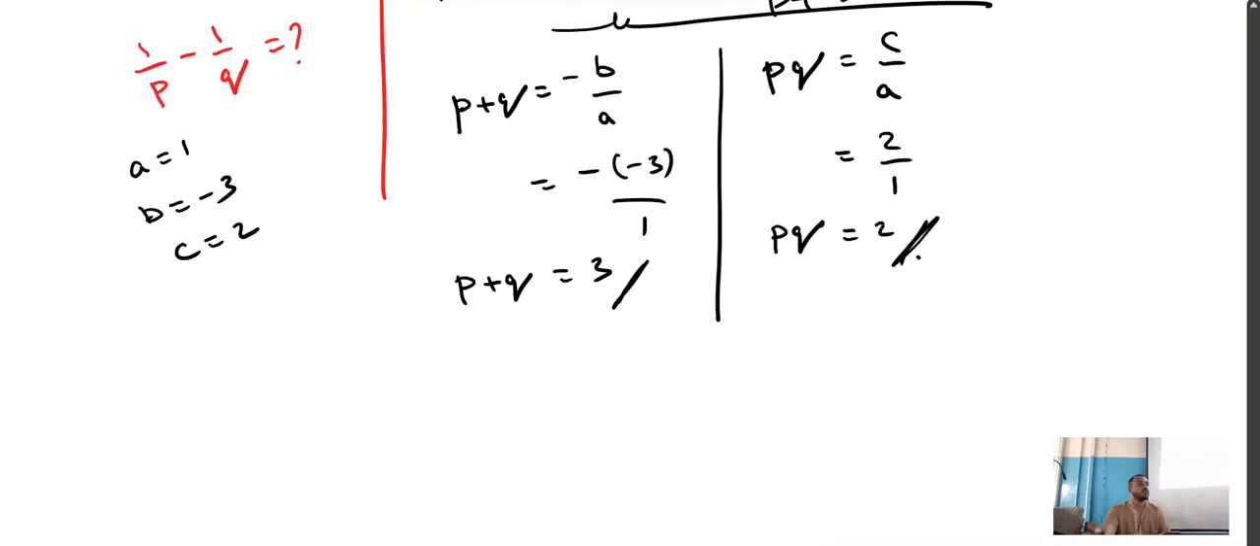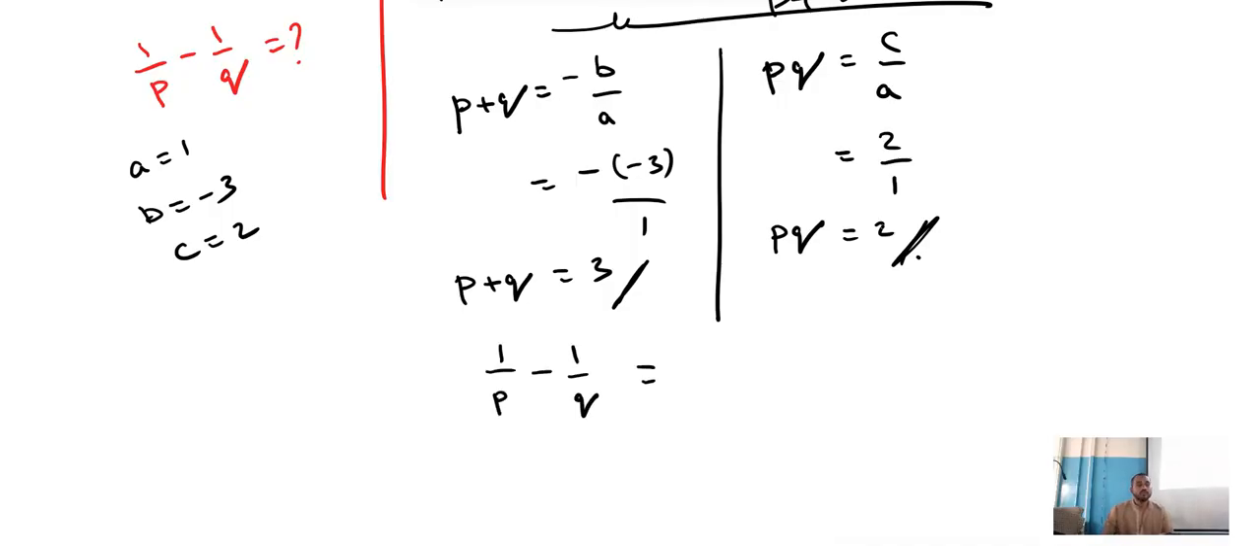Now come back to the question, what are they asking us to find? Please observe here. Now they are asking us to find the value of 1 by p minus 1 by q. Correct? So what to do? Simple. Take LCM. For p and q, LCM is pq. Simplify. Here q, here p. q minus p.